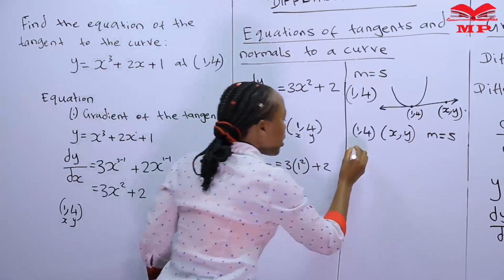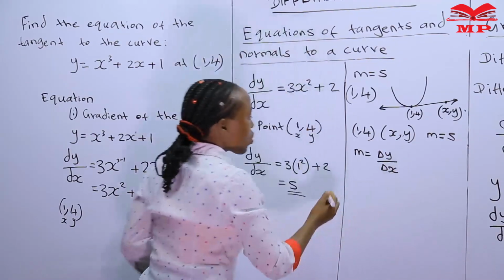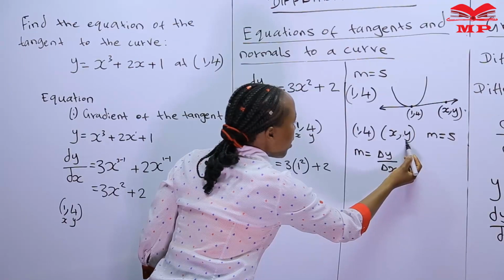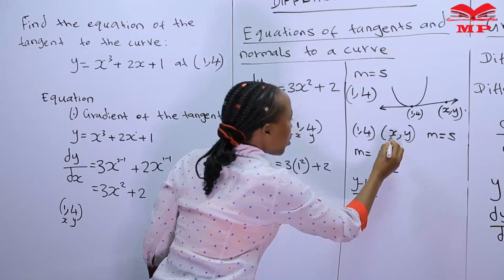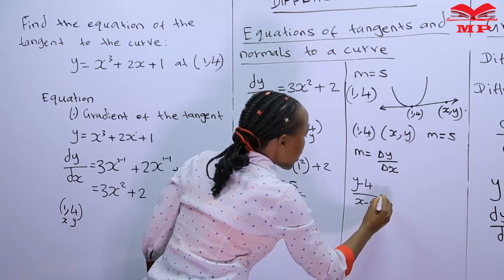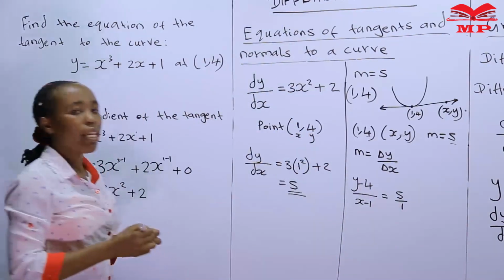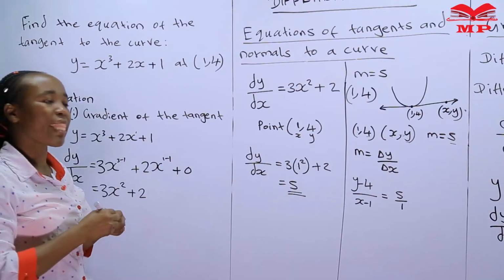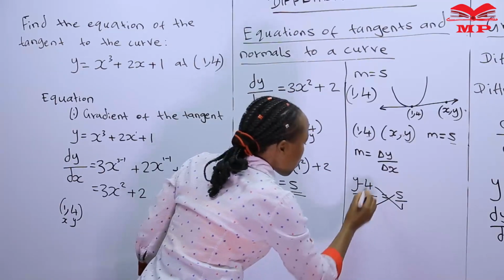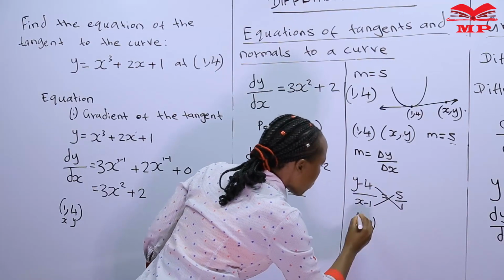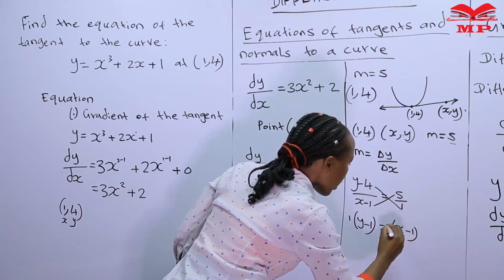And we know gradient m is given by change in y divided by the change in x. So in this, we are going to have the change in y, which is y minus 4, all over the change in x, which is x minus 1, is equal to the gradient, which is 5. A whole number is always over 1. Then we can cross multiply so that we can get the equation. So when we cross multiply, we have y minus 4, we are multiplying all of it by 1, is equal to x minus 1. We are multiplying that by 5.